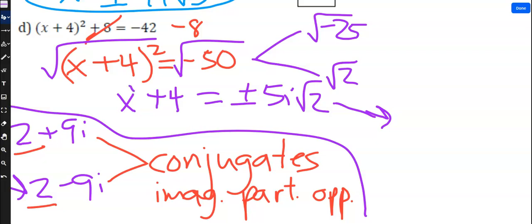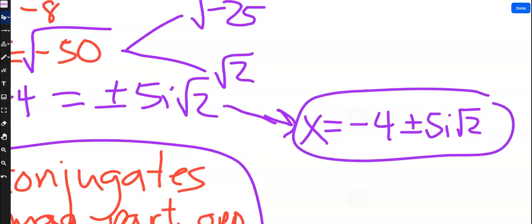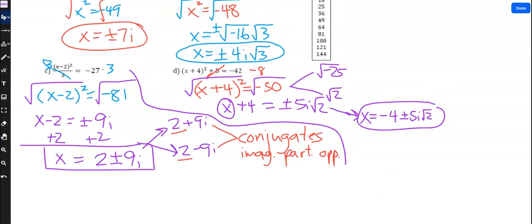And then we want to get x by itself, so we'll subtract 4. So x equals the opposite of 4 plus or minus 5i radical 2. And I think that's all for this particular set of notes. We are getting ready for our test.